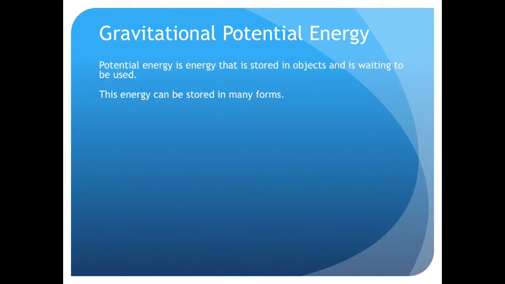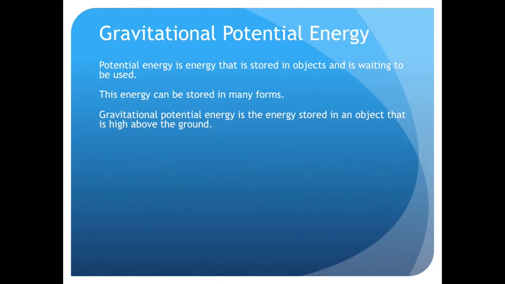So gravitational potential energy. What we've got to remember is potential energy is the energy that's stored in objects and it's waiting to be used. This energy can be stored in many forms. We've seen it being stored in batteries, we've seen it being stored in all sorts of areas, but we're talking about gravitational potential energy in this particular little PowerPoint. So gravitational potential energy is the energy stored in an object that is high above the ground.